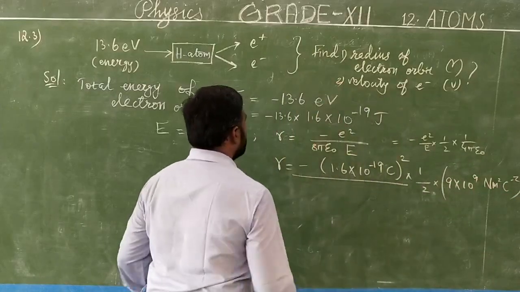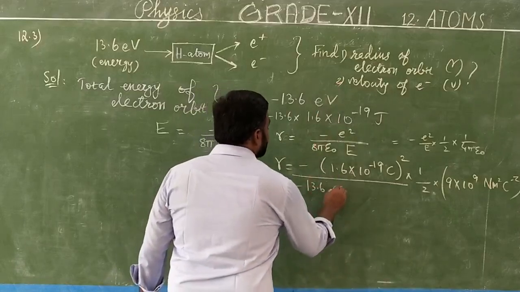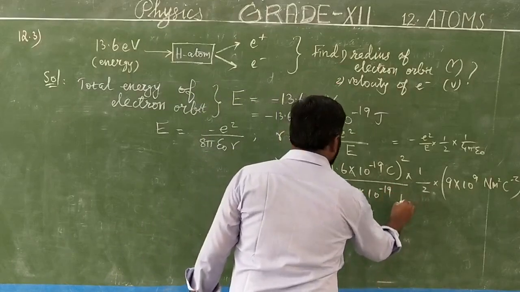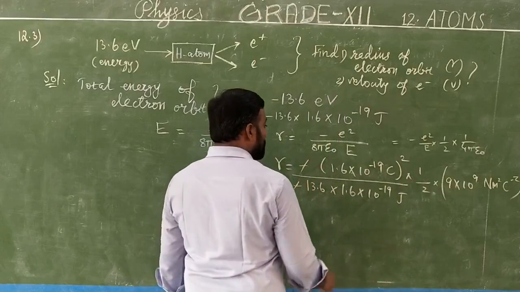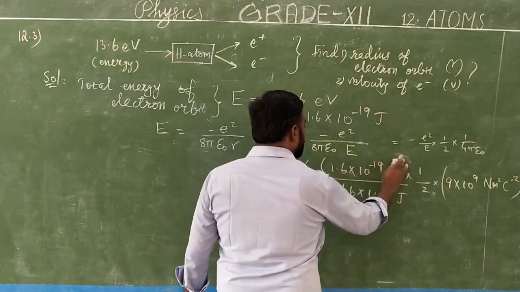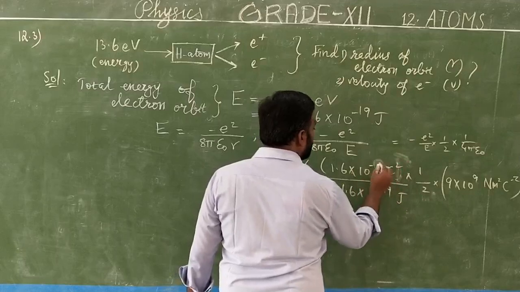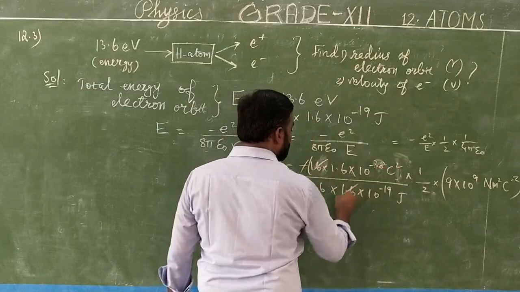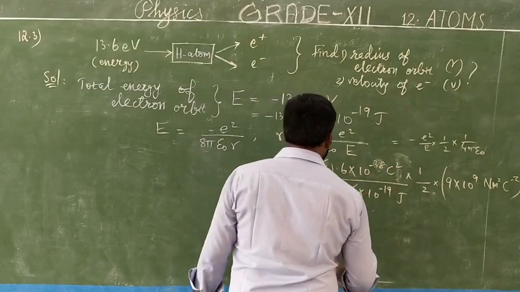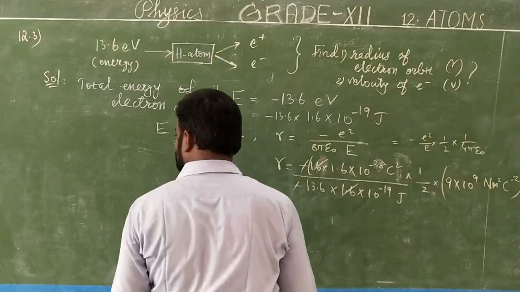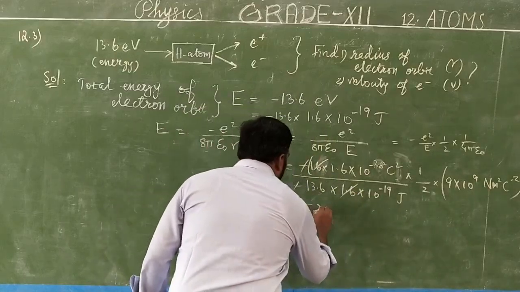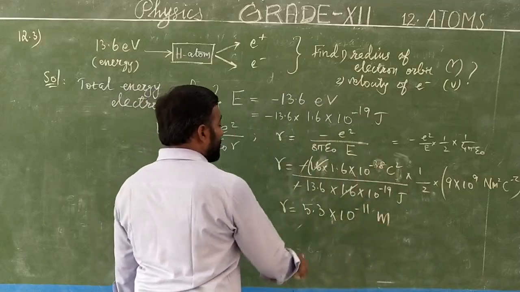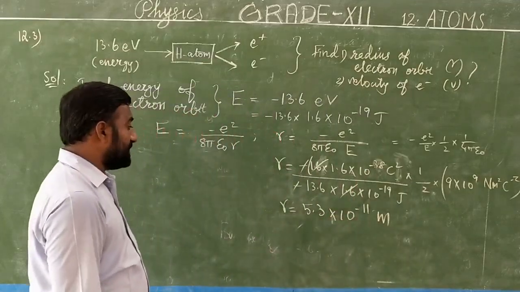What is the total energy? It is minus 13.6 into 1.6 into 10 to the power minus 19 joule, because it is energy. Minus and minus cancel, and the square will be inside. Then 19 square becomes 38, and 1.6 into 1.6 because of the square, so one 1.6 cancels. After rearranging, finally the radius value is 5.3 into 10 to the power minus 11 meter.